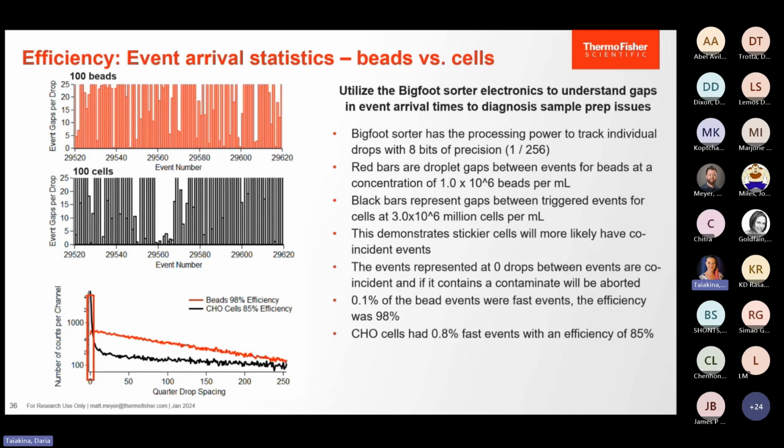If you have beads, you're typically going to have less than 1%, or in this case 0.1%, fast events, and the efficiency was 98%. If you have CHO cells, which are going to be a little more sticky, a little bigger, 0.8% fast events, and that's going to lead to an efficiency of 85%. So looking at these arrival statistics, we can go back and look at how that can be improved through sample prep, just to be able to get you better single cell suspensions, so you can more efficiently sort these cells.